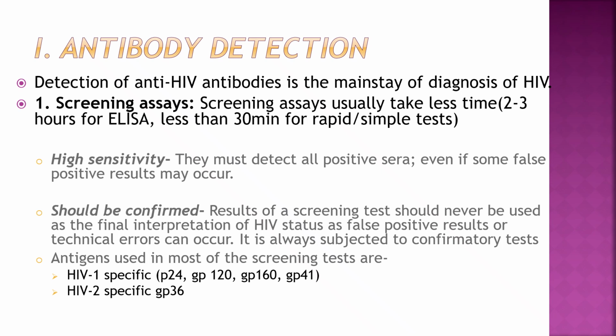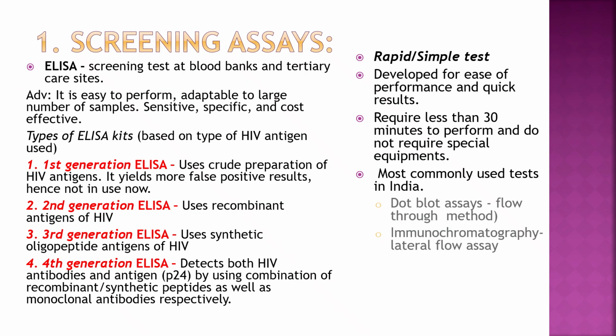Antigens used in most screening tests are HIV-1 specific, that is P24, GP120, GP160, GP41, and HIV-2 specific is GP36. ELISA is the screening test at blood banks and tertiary care sites. Advantages: it is easy to perform, adaptable to a large number of samples, sensitive, specific and cost effective. Types of ELISA kits: first generation ELISA uses crude preparation of HIV antigen. It yields more false positive results, and is now not in use.